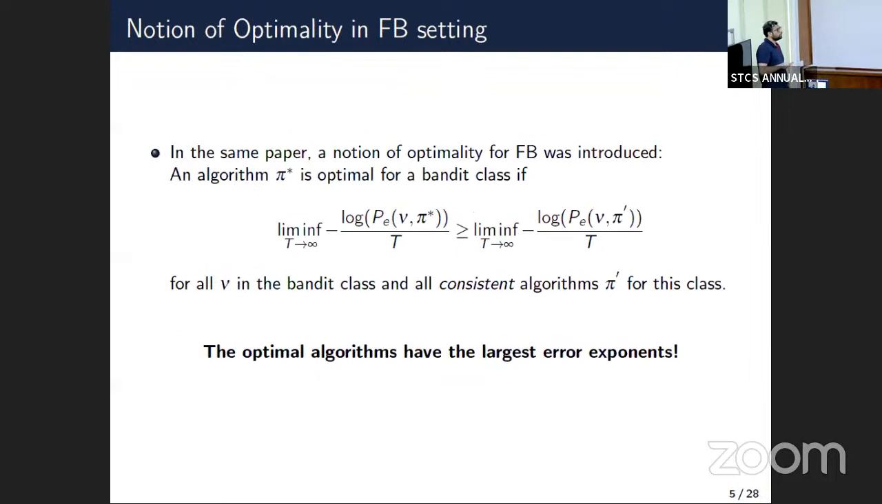Okay. So in the fixed budget setting, the same paper, Kaufmann and Garivier's paper, they defined the notion of asymptotic optimality using error exponents. So you define, for a bandit class, the optimal algorithm pi star to be the one which attains the highest exponent for each bandit instance within that class.